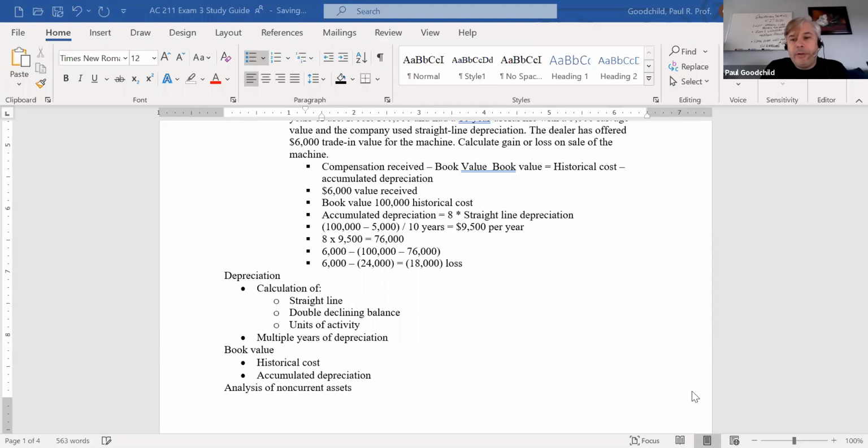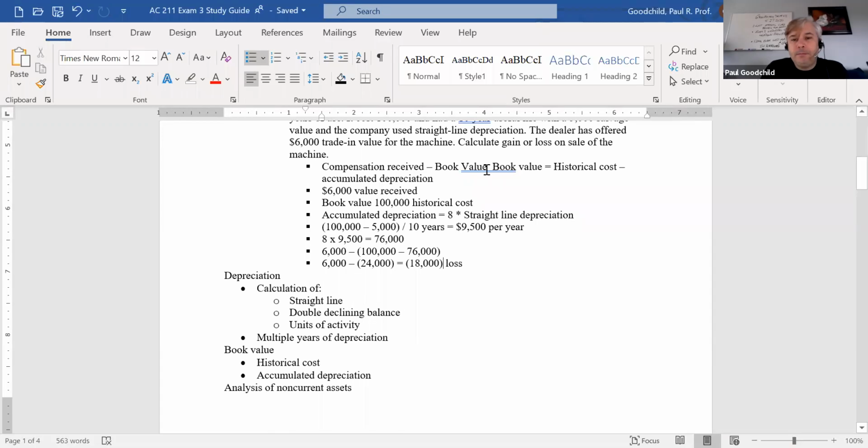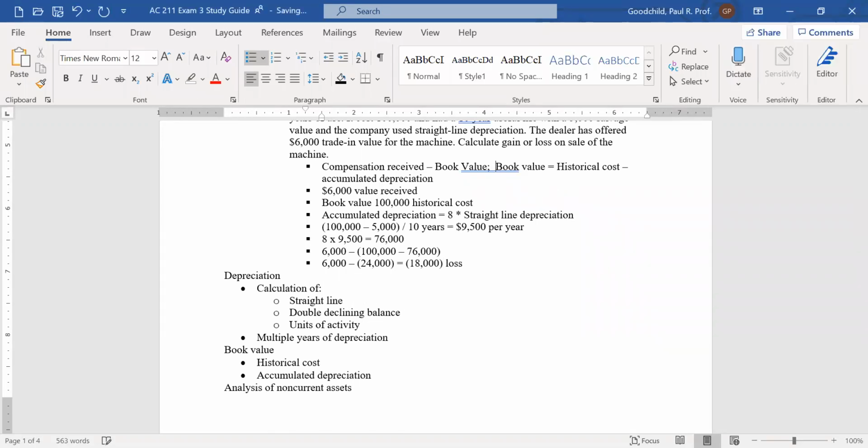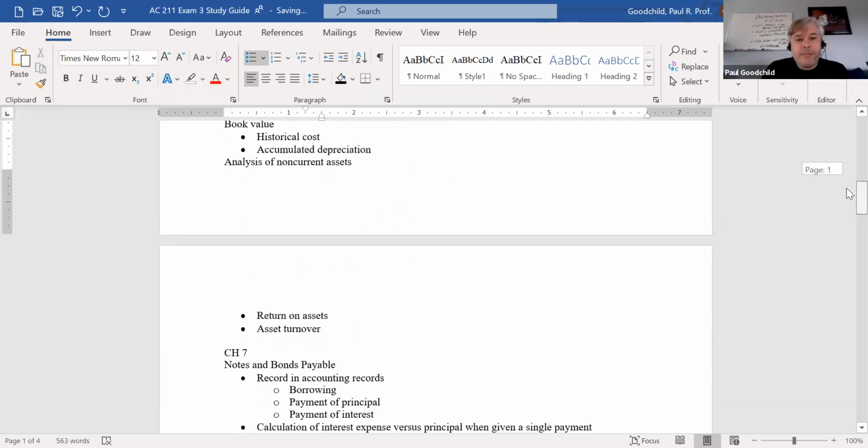How's that example work for you, Dylan? Great, thank you. That definitely cleared up both straight line and gain or loss. Good. Anybody else have any questions on chapter 6?